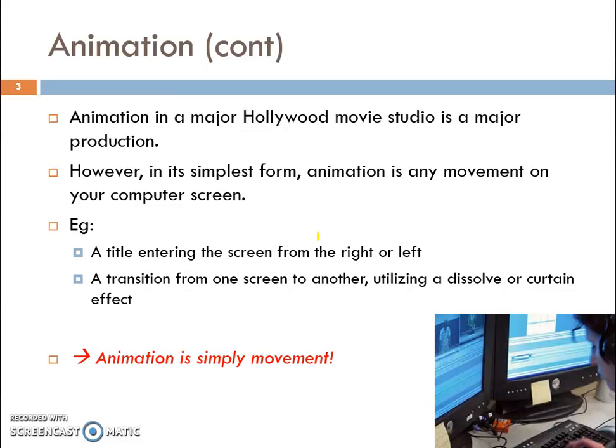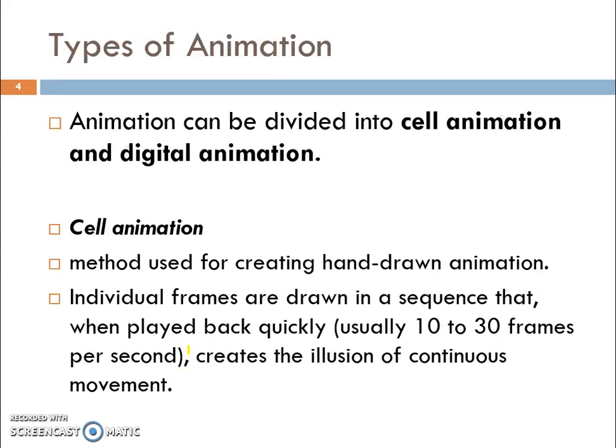So animation is a major Hollywood movie. Hollywood is the major movie studio for production. However, it is also the simplest form of animation, any movement on your computer screen. For example, a title entering the screen from right to left, or a transition from one screen to another utilizing a dissolve or certain effect. So animation is simply movement.